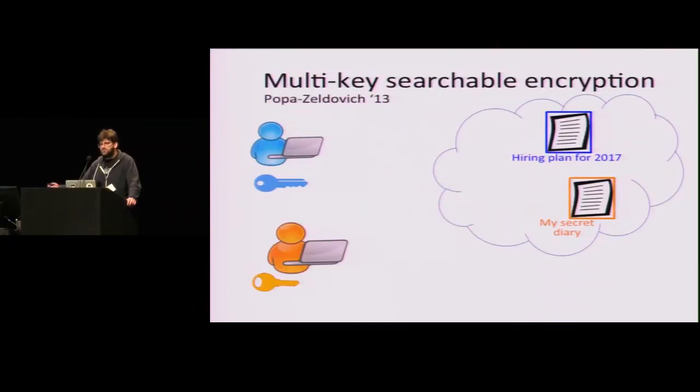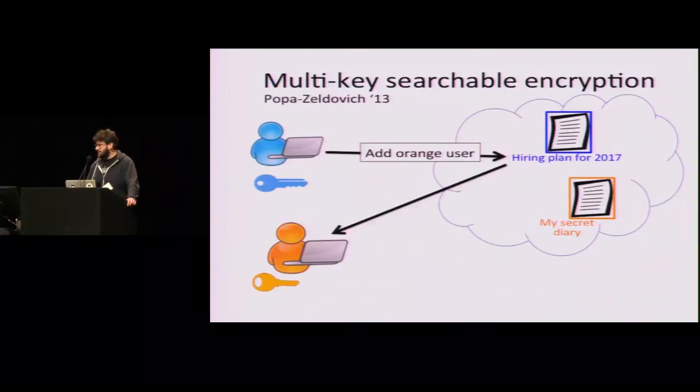So in 2013, Popa and Zeldovich introduced a primitive called multi-key searchable encryption, which really neatly solves this problem. It does so using the following idea. Rather than sharing the key and requiring the orange user to generate different search trapdoors for every different document it's shared with, it gives the blue user the ability to tell the server to add the orange user to this document.